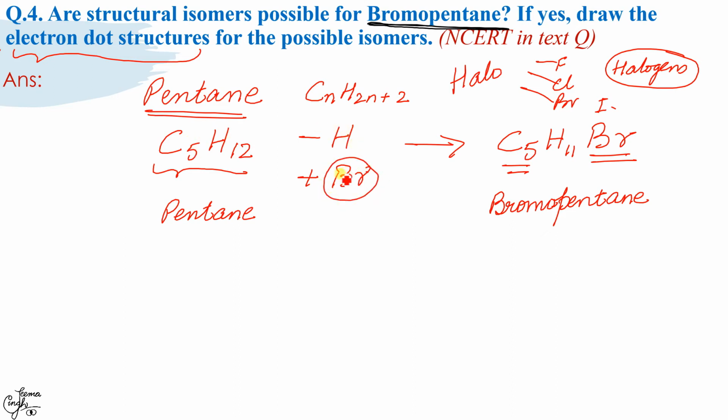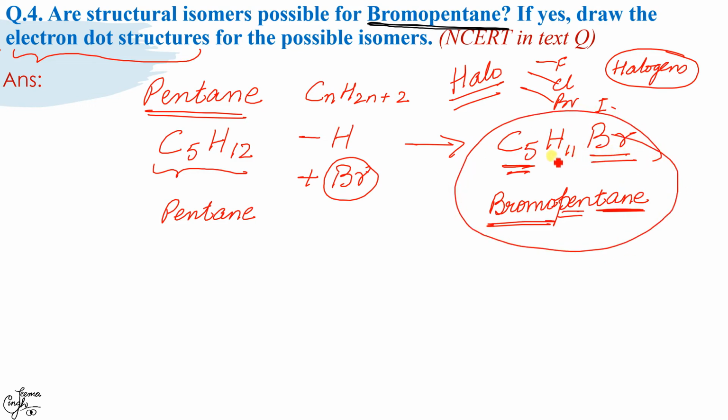Right? We do not use the word bromine, we use the word halo. Halo means it could be fluoro, chloro, bromo, iodo depending on which halogen you are substituting. And you get bromopentane. So the formula is C5H11Br. Now let us see whether or not the structural isomers are possible for bromopentane.